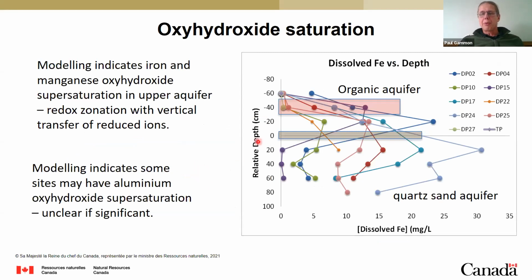Oxyhydroxides. This is relative depth versus concentration. What you see is that in the quartz sand aquifer, there's quite a range of oxygenation states. Whereas once you get into the organic aquifer across this muddy barrier, you've got high Fe2+, quite reduced conditions, that by the time you get to the surface is oxidized. And often when you're digging auger wells in there, you find reddening at about 20 to 40 centimeters below the surface, suggesting oxyhydroxide precipitation.